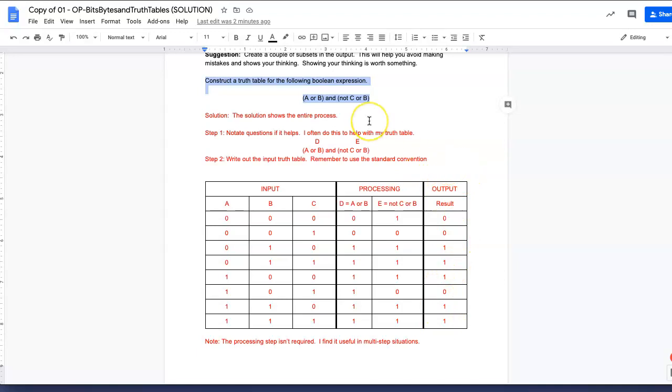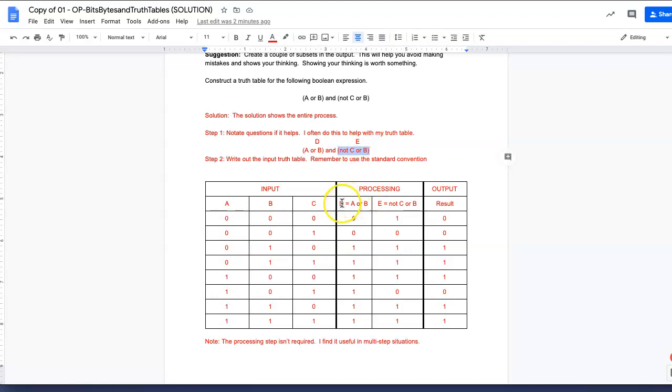And so what I like to do is show some process. This is nice because if you make a mistake, you can identify where you made the mistake. And as these get more complicated, being able to break them up into process and steps is really helpful. So in this case, I've established A or B as D, and I've looked at not C or B as E.